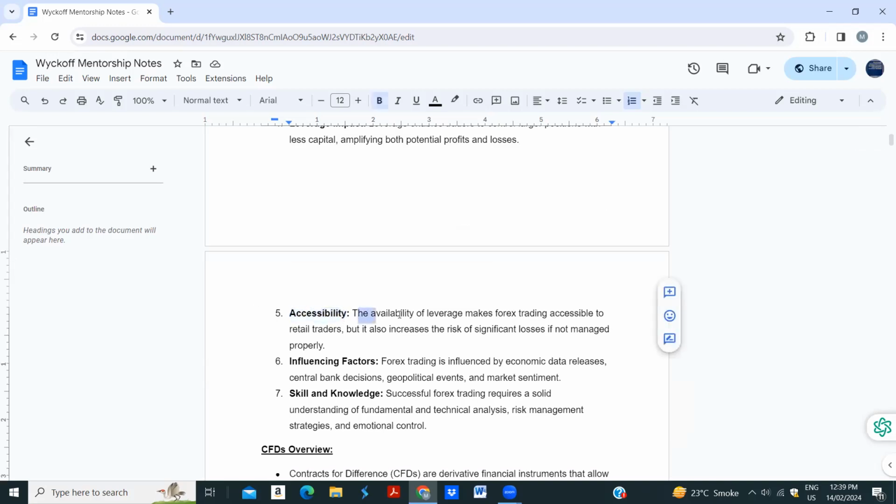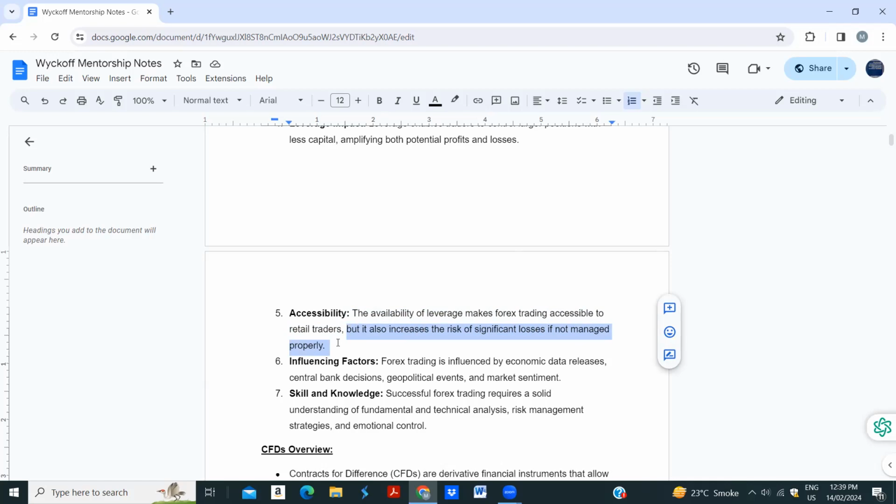Okay, accessibility. Accessibility is the availability of leverage. Forex trading is accessible. The availability of leverage makes forex trading accessible to retail traders, but it also increases the risk of significant losses if not managed properly. So what is the accessibility of the forex market? First of all, the forex market has low entry barriers. This is not written here, but I'm just telling you this point. So in the forex market, there are low entry barriers.